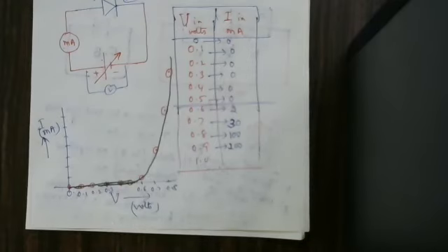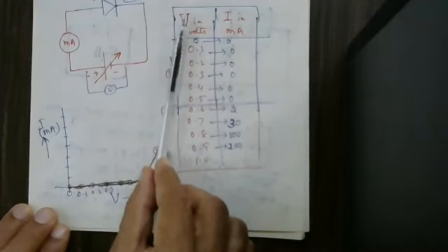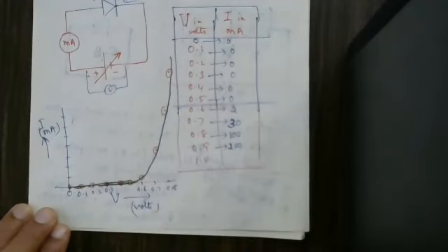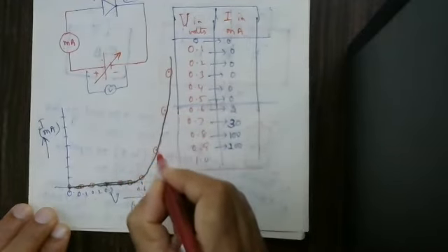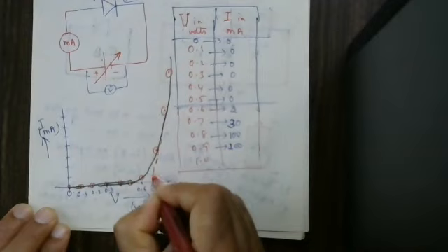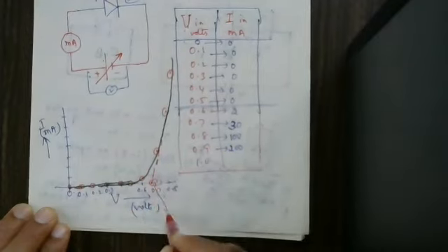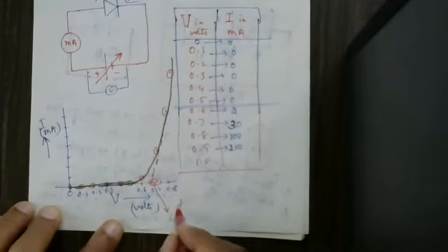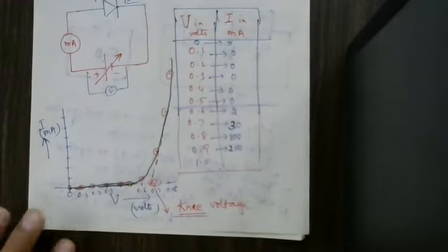Now we are supposed to put a scale here and draw a straight line with the scale. Where it is meeting here, this is called the knee voltage.